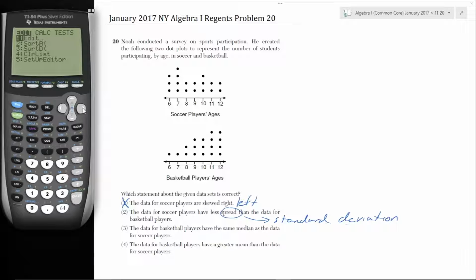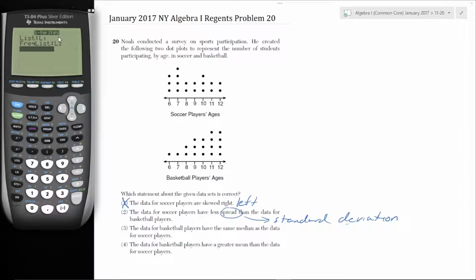You go to stat, calc, and then one variable statistics. The list is L1. Then there's a frequency list, and you put L2. List is above stat, okay? The frequency list tells you how often a certain variable appears.